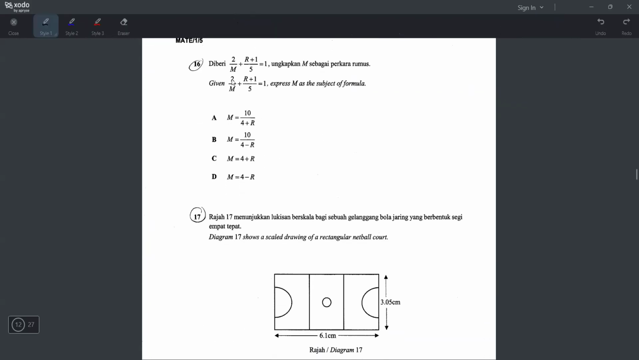Okay, let's go, number 16. 2 over m plus r plus 1 over 5 equals 1. Express m as the subject of the formula. It means they want to find m equals. They want to find m, right?